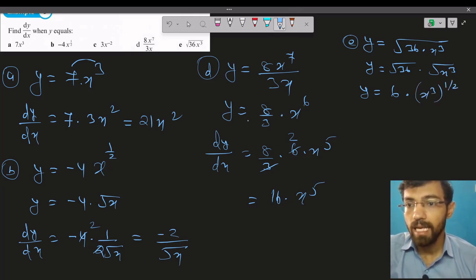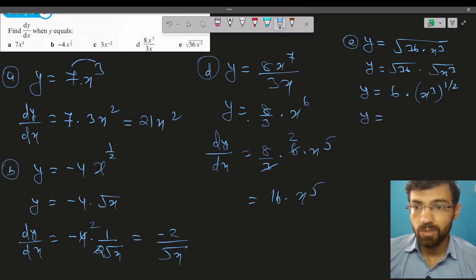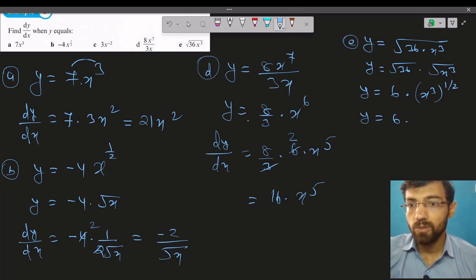What I have written? I have done square root as a power half, and we know there is x to the power 3 to the power 1 by 2. So as per indices rule, this power gets multiplied. So it will be 3 by 2. So I will be left with y equals to 6 into x raised to 3 by 2. Yes, let us differentiate now.